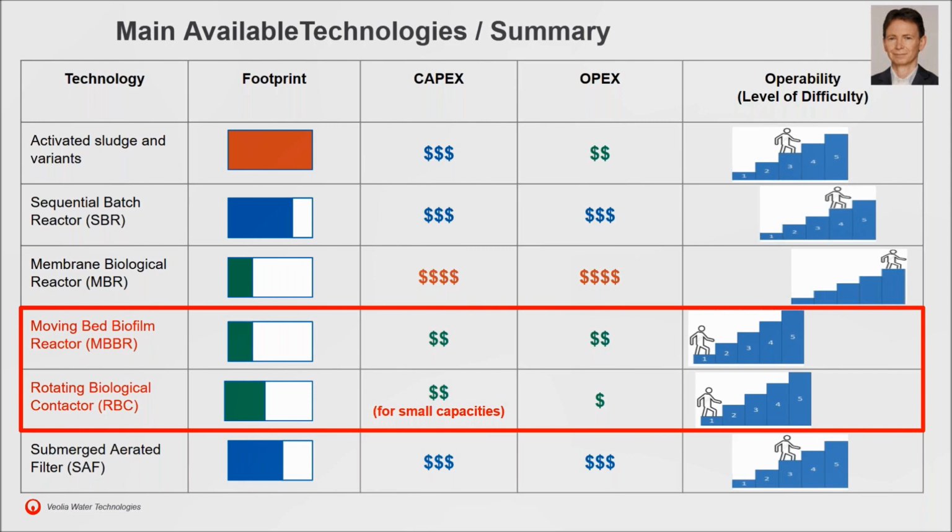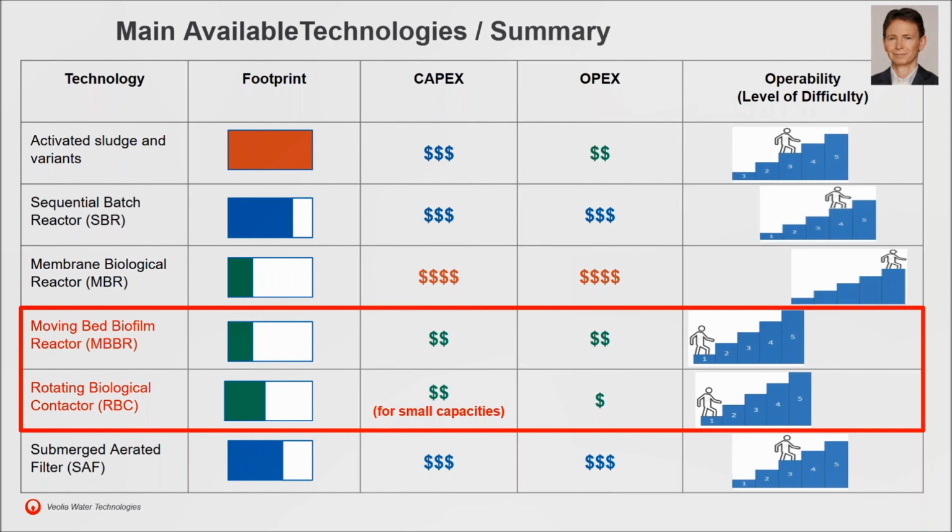SBR is in the mid-range, as it requires specialized operators due to the complex regulation of the plant. The lowest OpEx will be for MBBR and RBC, especially for RBC, as the electrical consumption is very low, as there is no blower for aeration.